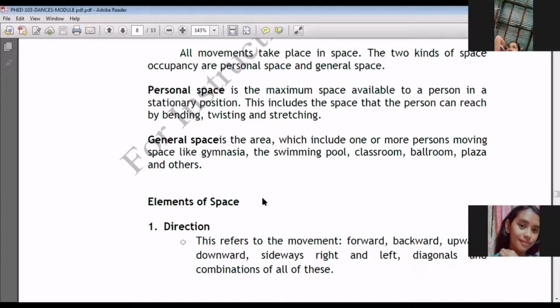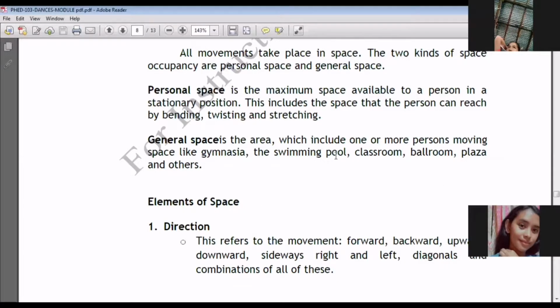Kapag kasi ang instruction ay stay within your own personal space, then you stay put. Dun ka lang. Okay? Para alam ninyo ang sumunod ng instruction. Na kapag general space, all of you can be there in that area having your own personal space. Okay? Hindi na yung movement ang usapan dito, yung space na.